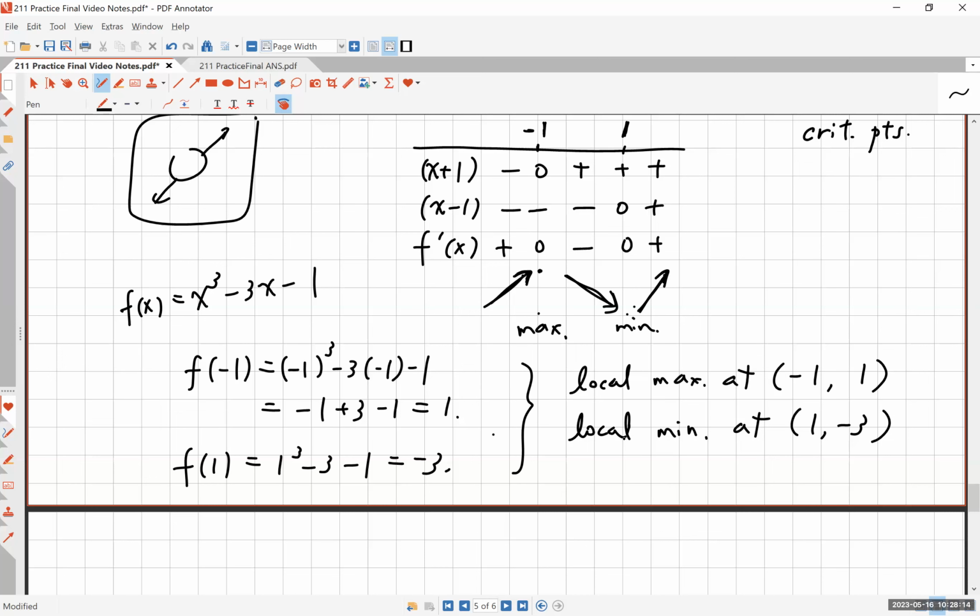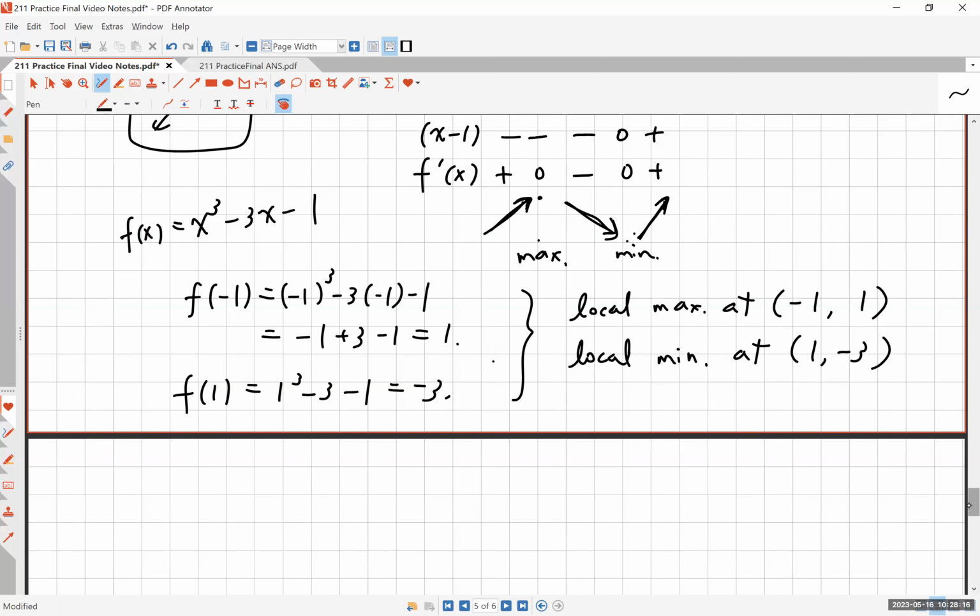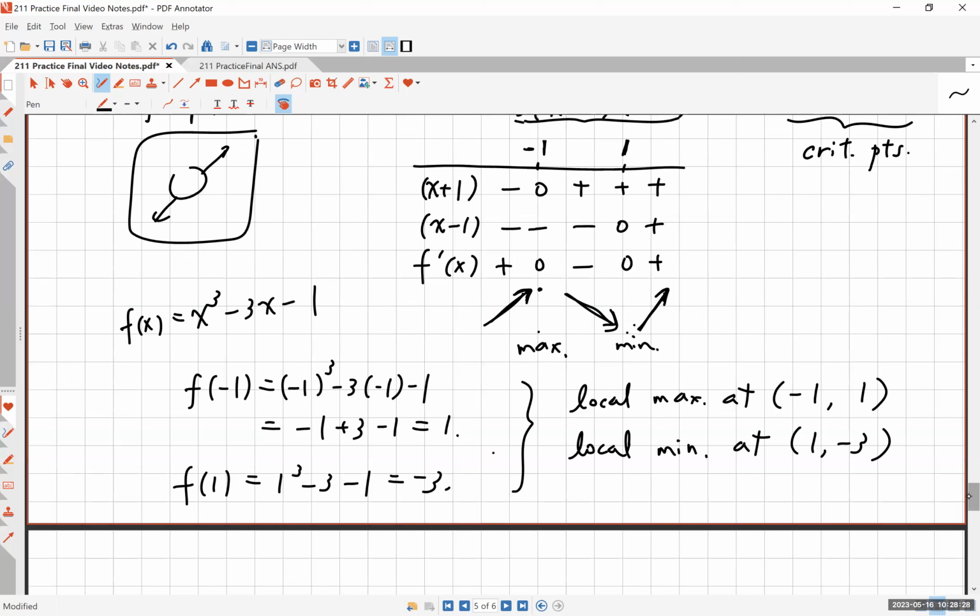Now for these questions, I would just take it if you just find the x coordinates. You can say the local maximum occurs at negative 1, local minimum occurs at 1. That would be sufficient, generally speaking, unless you are specifically asked for the values of the local max and local min.